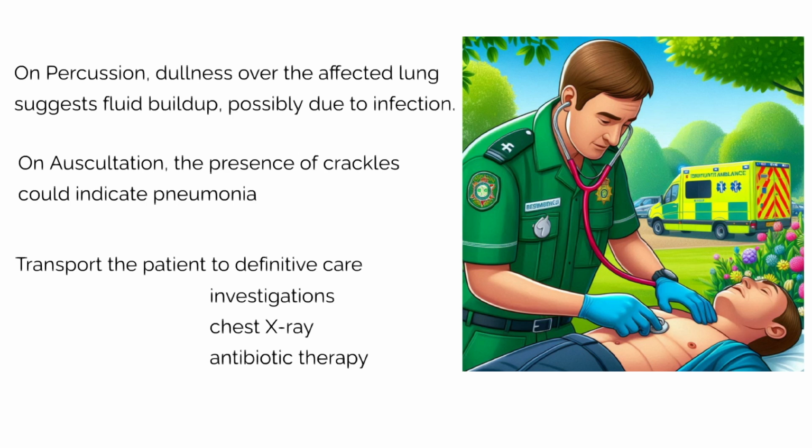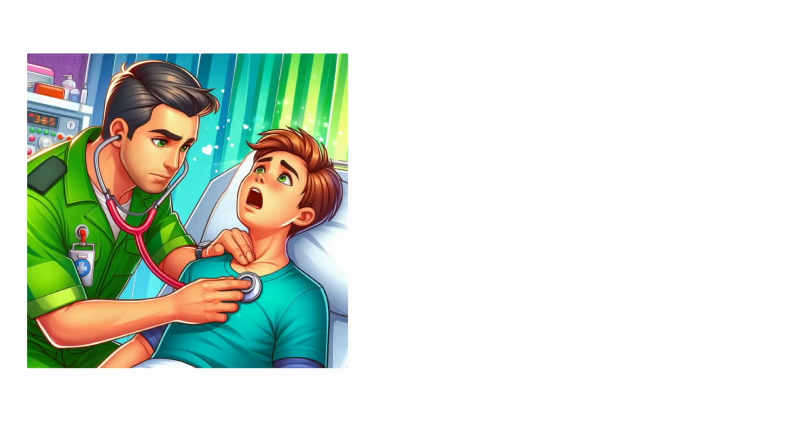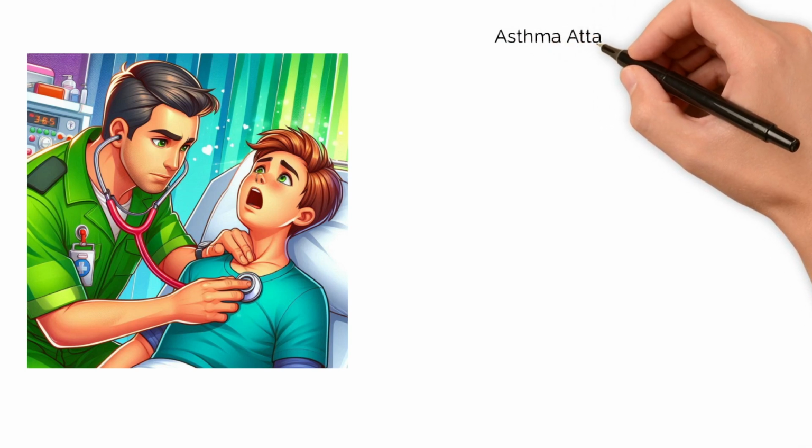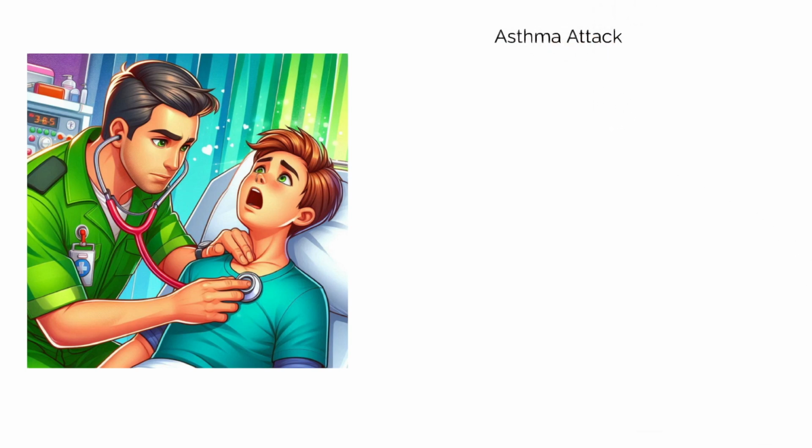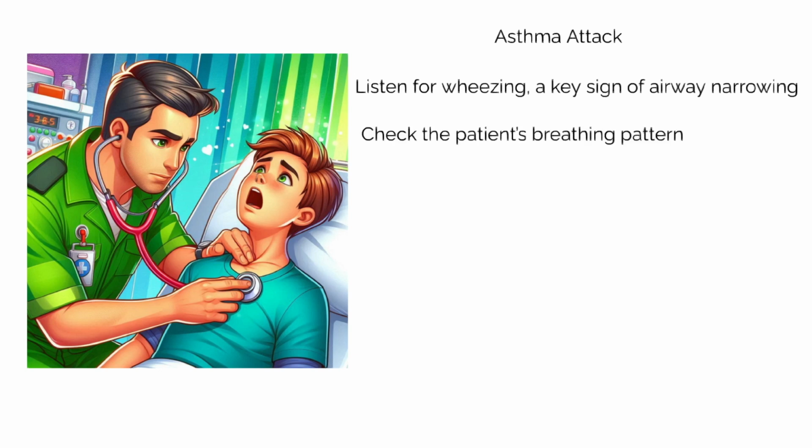Next, let's apply our approach to a patient experiencing an asthma attack. This patient presents with wheezing and difficulty completing full sentences. First, as part of your primary survey, you focus on the airway and breathing. Assess the airway for any obstructions. Listening for wheezing is a key sign of airway narrowing.